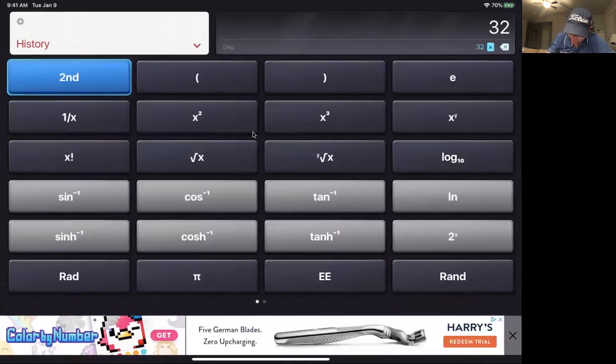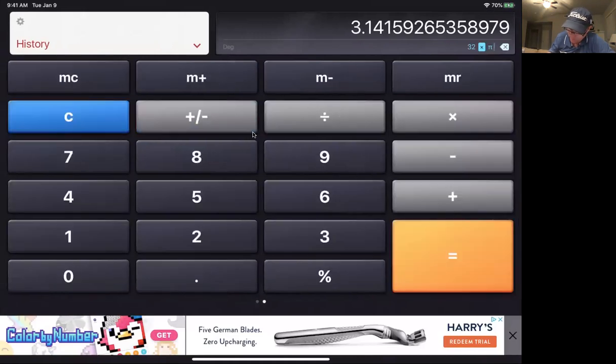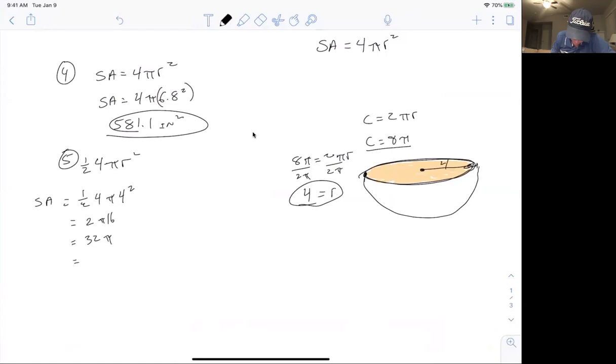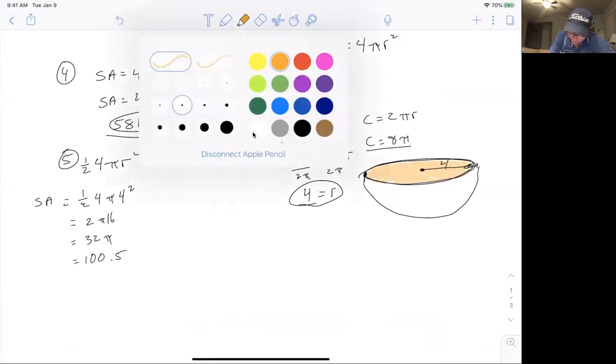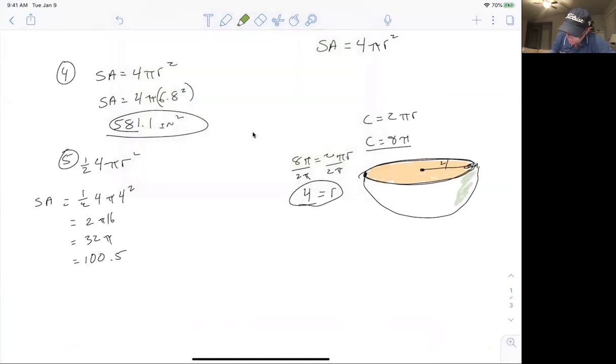Let's do that on the calculator. 32 times pi is 100.5. So this part, the green part down here, is 100.5. I need to add that to the surface area of that circle. So how do I find the area of the circle? That's pi r squared. So let's add a pi r squared to that 100.5.